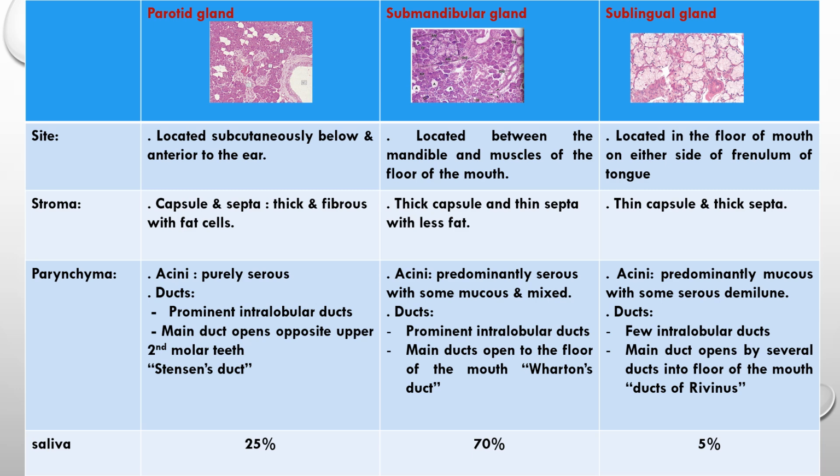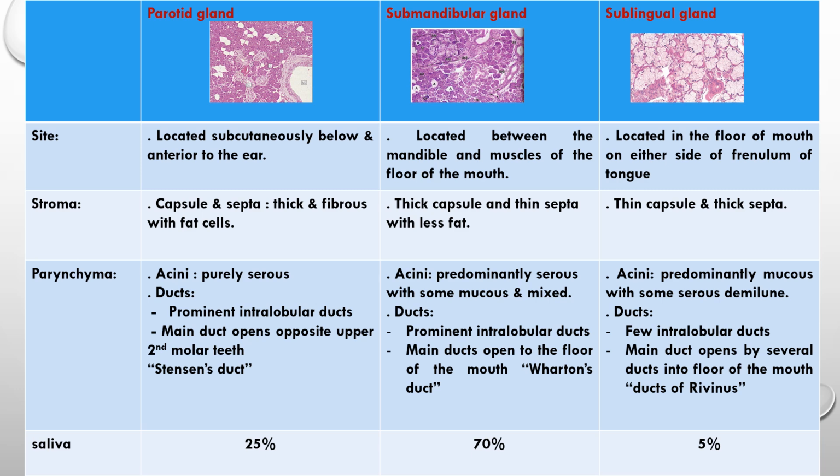The submandibular gland is predominantly serous, about 60%, with some mucous and mixed acini. The duct system shows prominent interlobular ducts, and the main duct opens to the floor of the mouth and is called Wharton's duct.